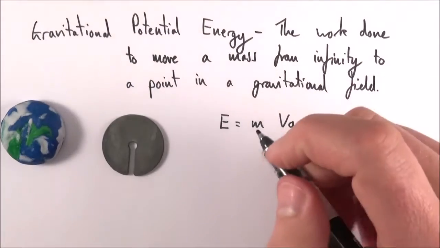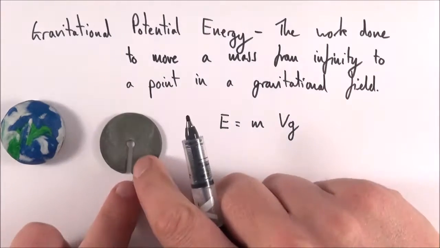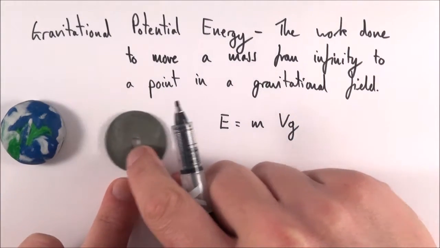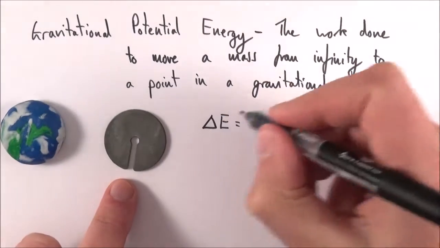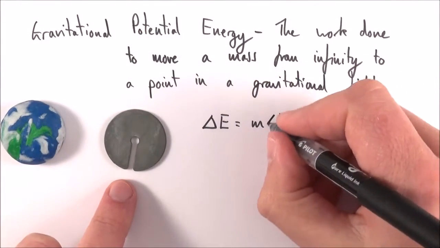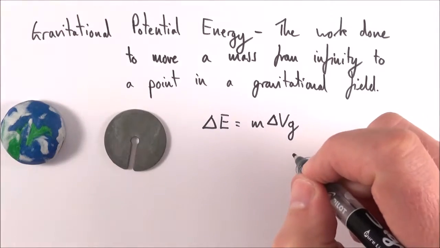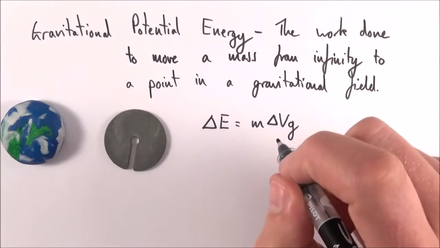What is often maybe useful to think about isn't so much the actual total energy, but the change in energy as this moves around that field. And therefore we can say the change in energy is equal to m times the change in gravitational potential. And there are really two sorts of fields that we can consider.